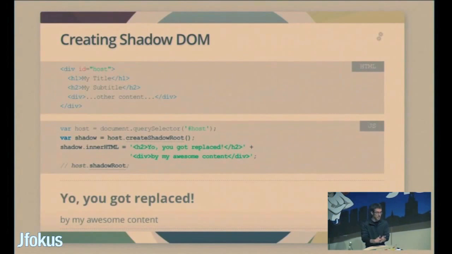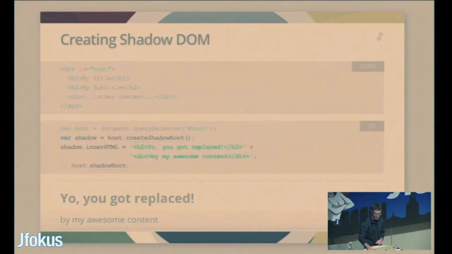In this case, remember, the shadow DOM is what's actually rendered out. So the top example here is the DOM that's statically in the HTML page. Notice how it says my title and my subtitle. But the JavaScript here in the middle creates a shadow root, attaches a bunch of HTML to it, and that itself is what is being rendered. So we replace any static elements from the original host element.